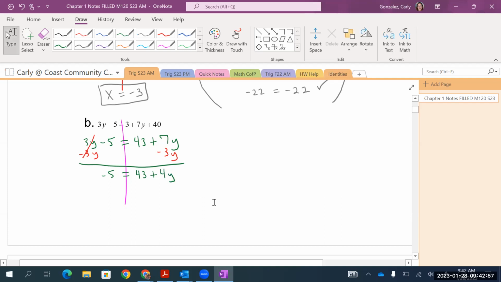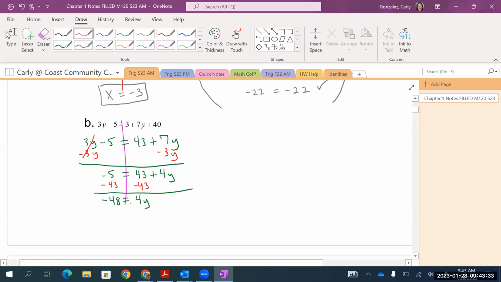Now we have all of the y's on one side, on the right-hand side in this case, and we're trying to get rid of all the other numbers around the y. So the first thing we will do is subtract 43 from both sides. And since we have negative 5 minus 43, that's negatives and more negatives, we're going to get negative 48 equals 4y.